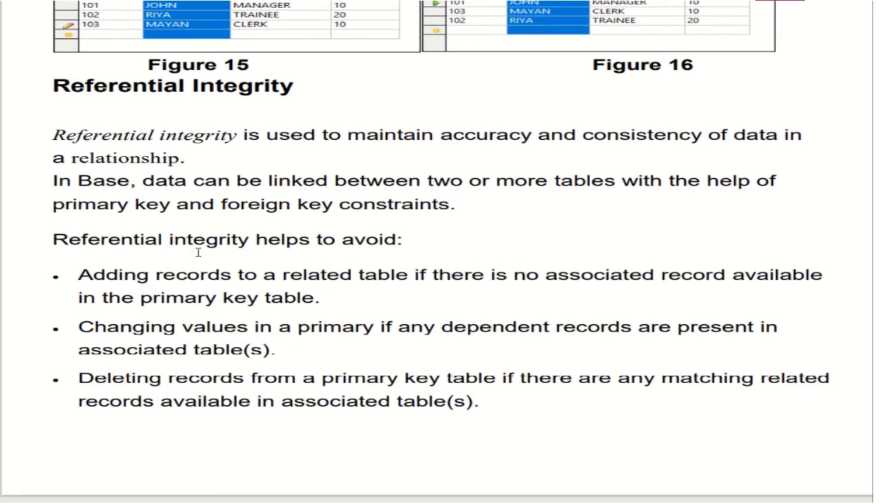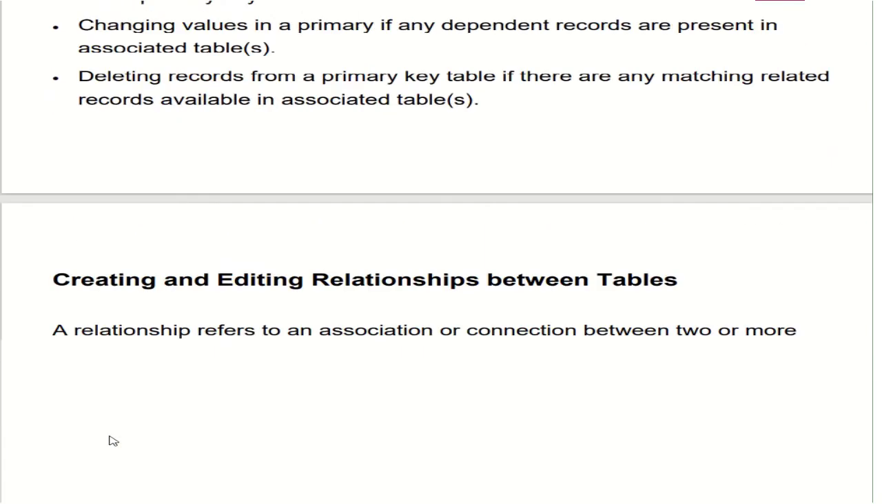Okay, now referential integrity helps to avoid adding records to a related table if there is no associated record available in the primary key table. It also prevents changing values in a primary key if any dependent records are present in the associated table, and deleting records from a primary key table if there are any matching related records available in associated tables.